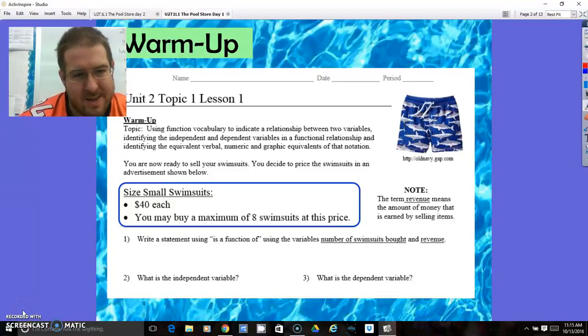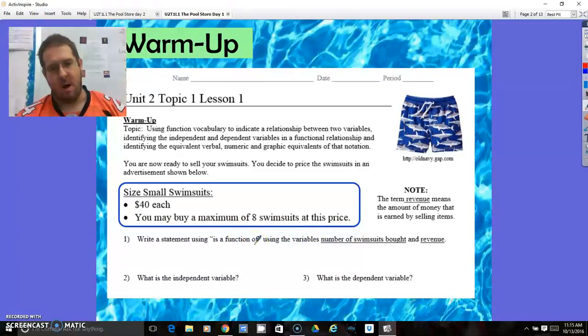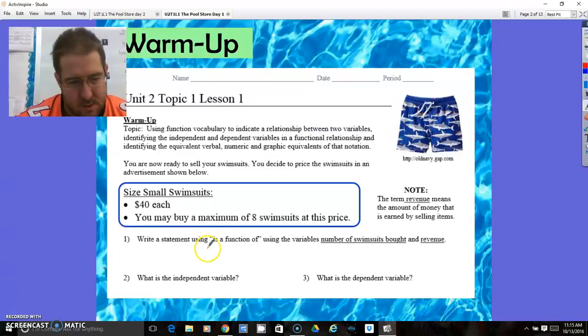All right, we're at lesson 1, day 2. So now we're taking a look at the warm-up. We're being asked to write a functional statement. And a functional statement just means it's a way of writing how one variable relates to the other. In this case, we always use the dependent is a function of the independent, because the dependent is dependent upon the independent variable. So the two variables in this case are the number of swimsuits bought and the revenue.